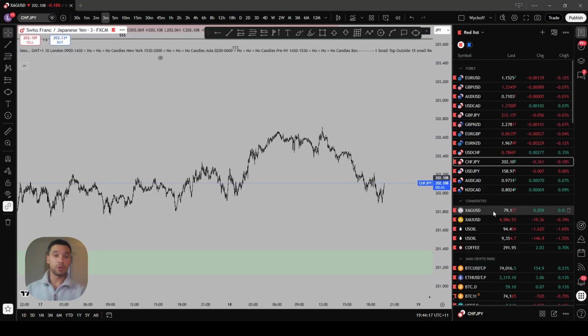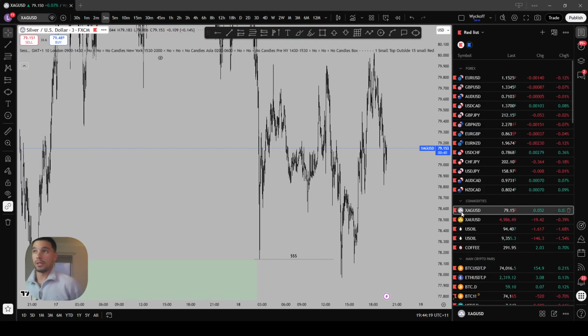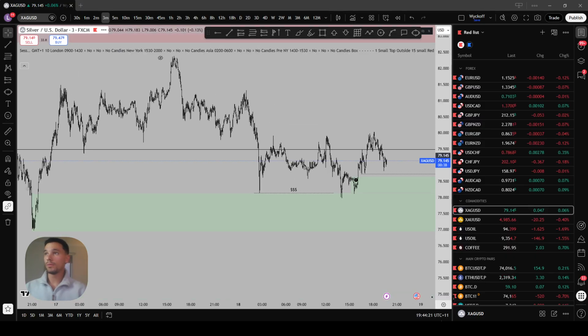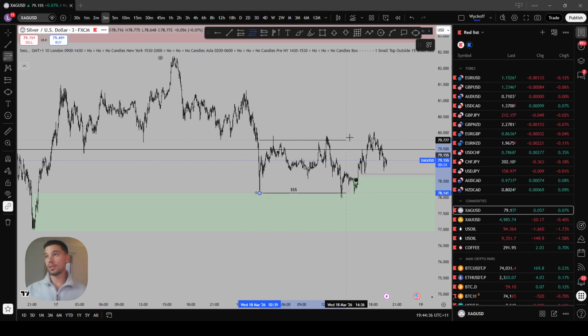I'll actually start with commodities today, just pick up from where we left off. We did have this accumulation on gold, which we did miss. Something like this. Nice return to zone locally, and we did get a return to our range high, as you can see.